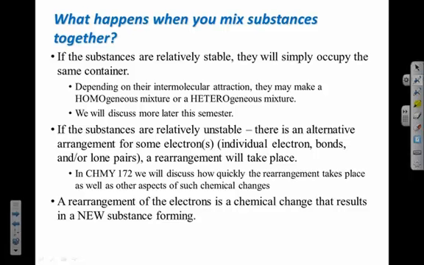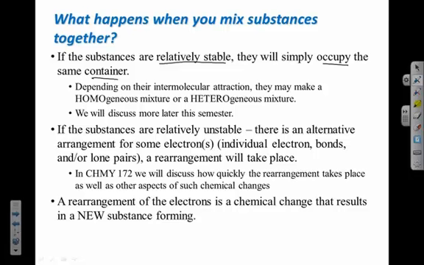So if the substances you're adding are relatively stable, how do we judge stability of a substance? We look at the electron arrangement to see if they have noble gas configurations, and if there's no formal charge, maybe there's resonance, which helps to stabilize it. So we talked about ways that molecules can arrange their electrons to make them stable versus unstable. If they're relatively stable, nothing will happen. They'll just occupy the same container. They'll just be together.